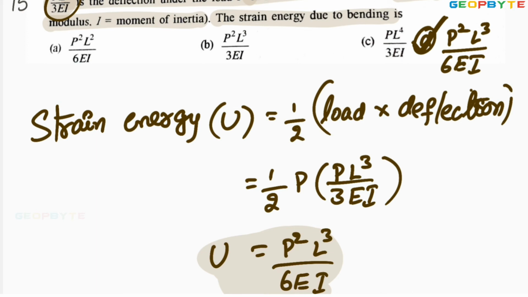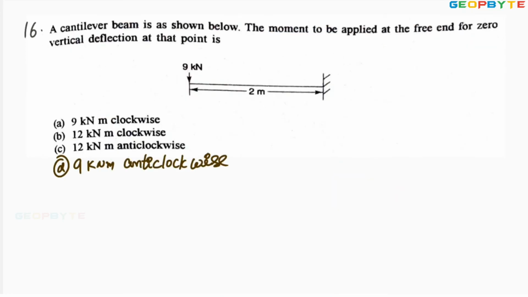I hope you understood. For this problem, option A is given as only P square L square by 6EI, but the answer is P square L cube by 6EI, because the deflection itself is P L cube by 3EI, that is given in the problem. Anyhow, option D is correct. Let us go for another problem.